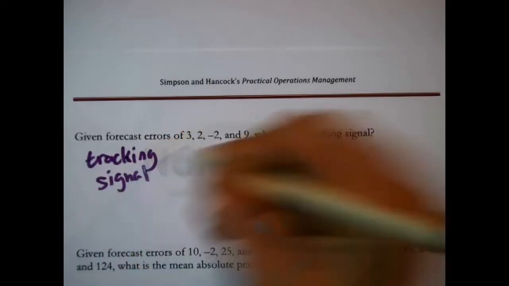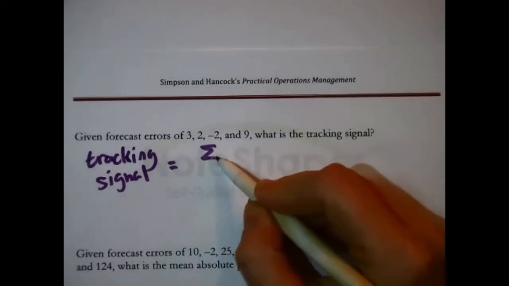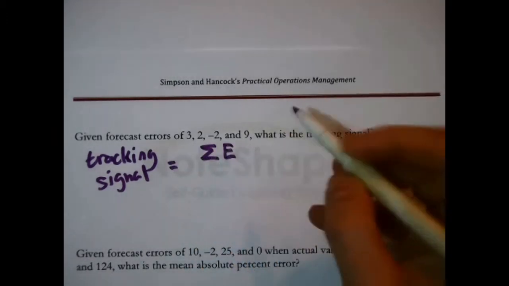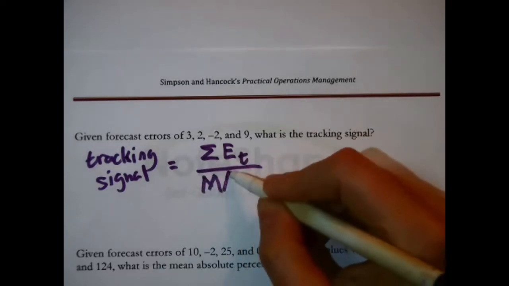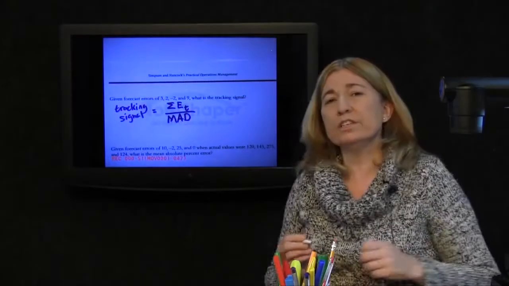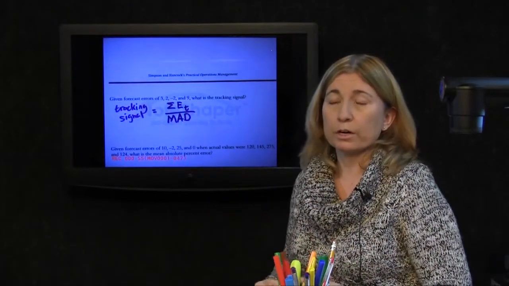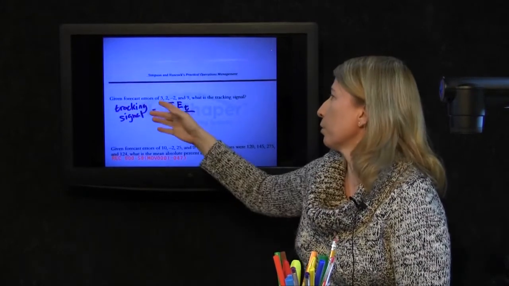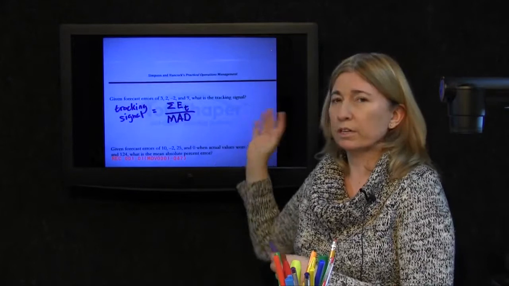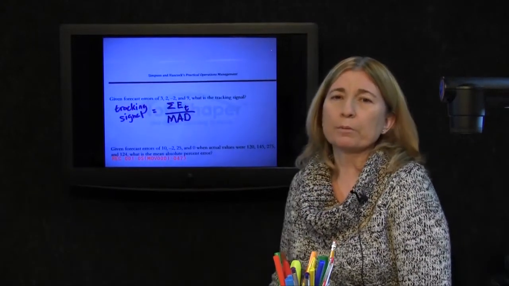We need to remember that the tracking signal is the sum of the forecast errors divided by the MAD, the mean absolute deviation of a forecast over a certain time period. Now, the problem that we're working on says, given forecast errors of 3, 2, -2, and 9, what's the tracking signal? We need to fill out that particular formula.